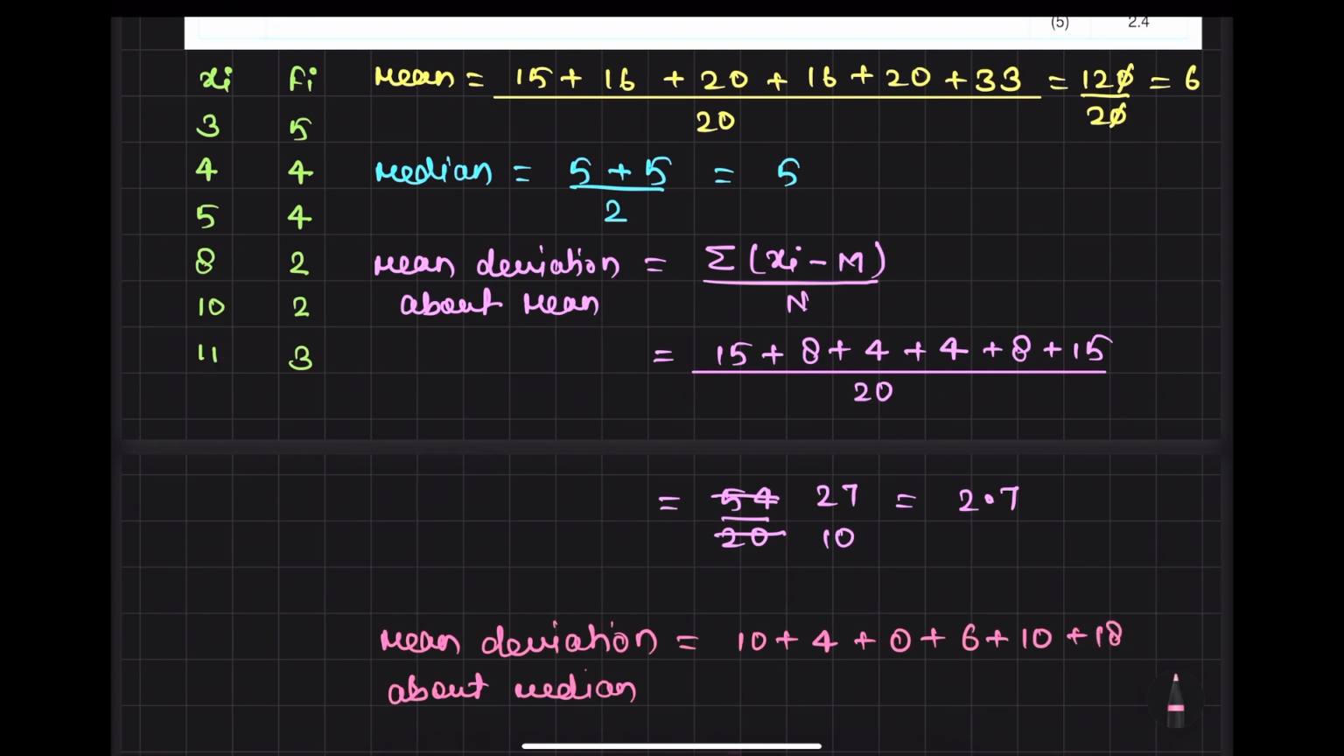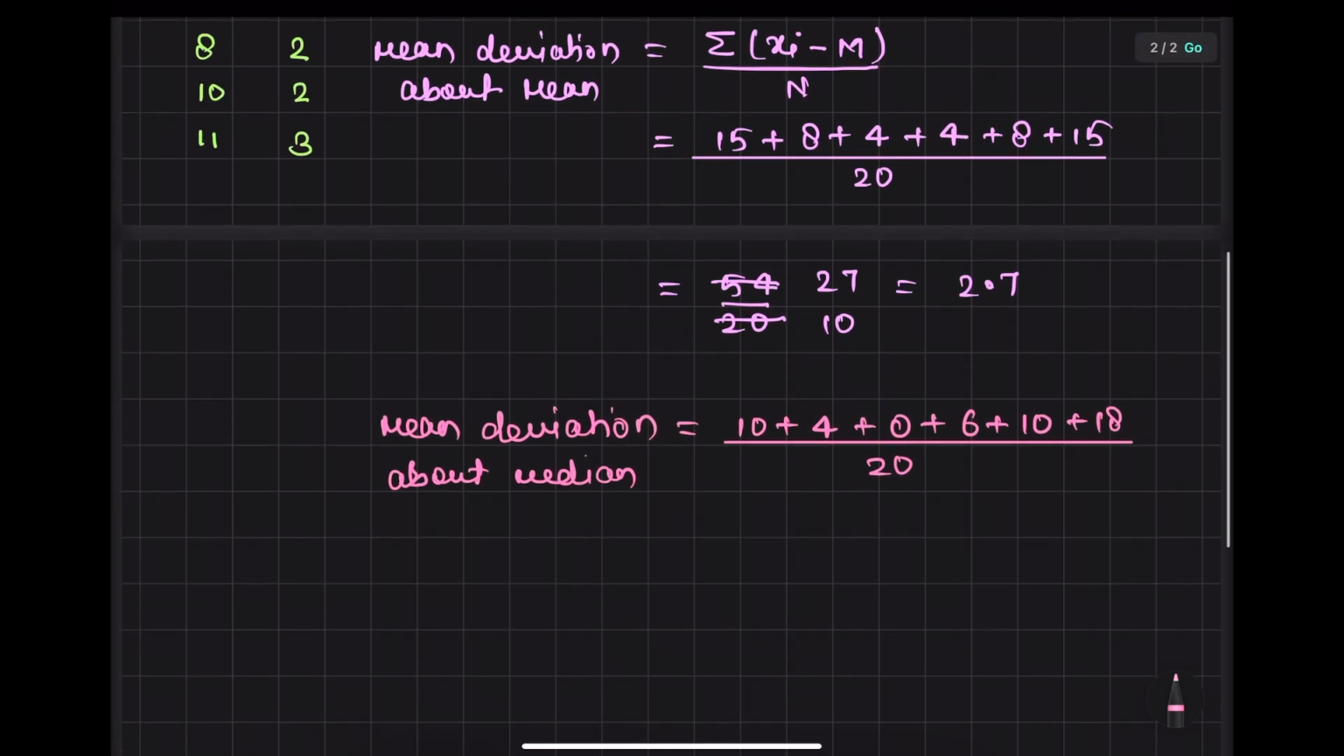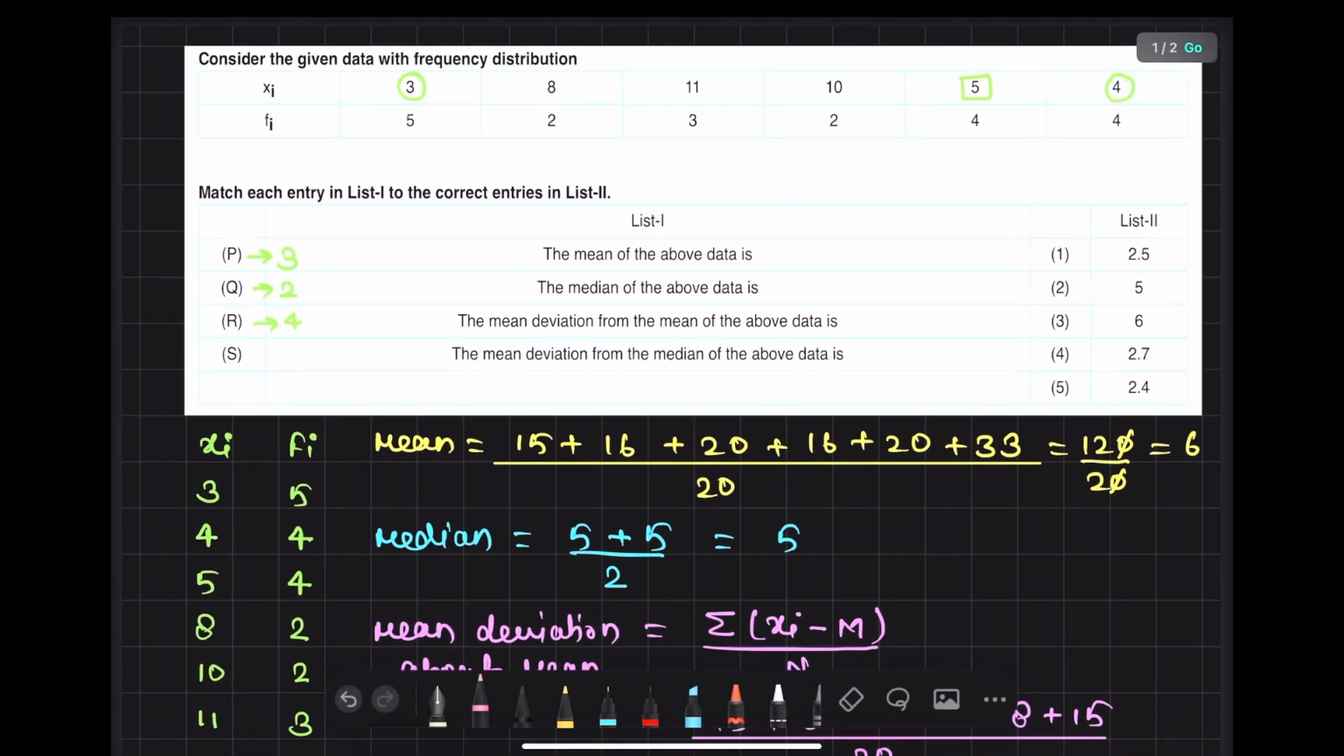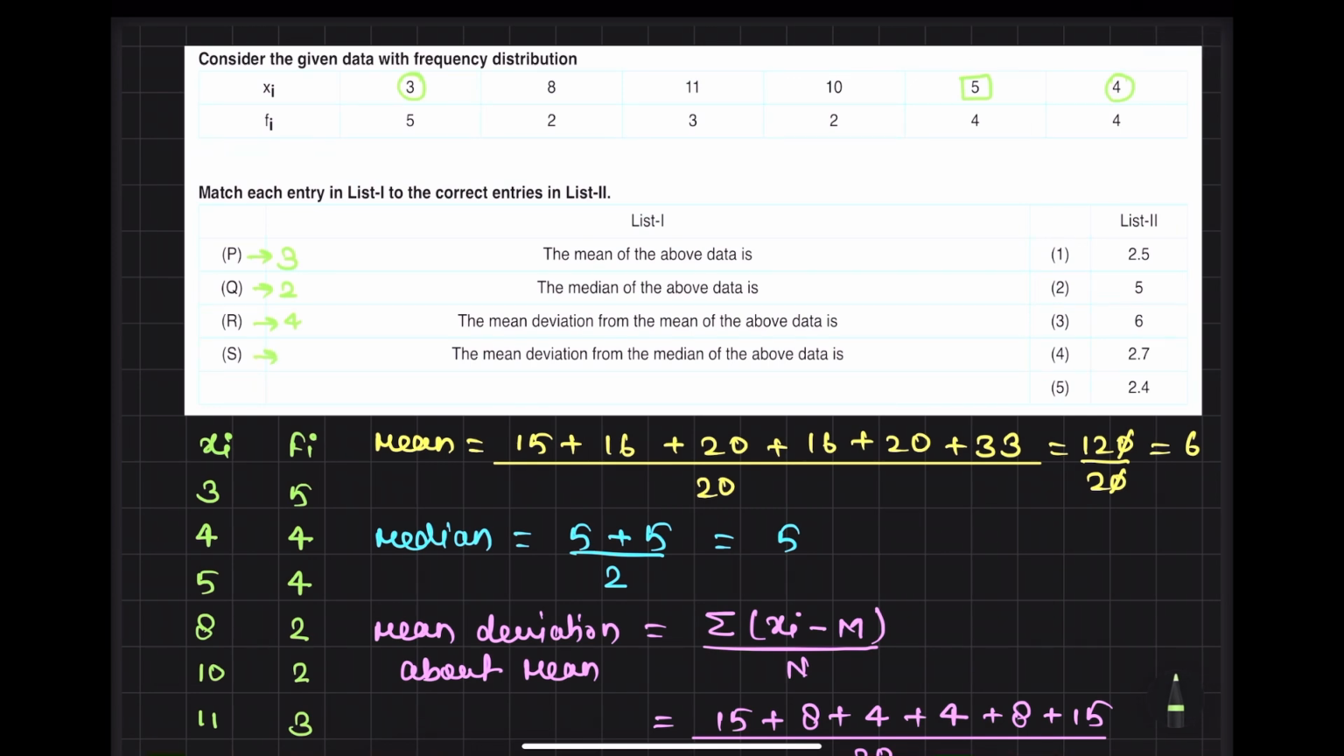So this is your sum divided by 20. Now simplify things. So this is 10, 10, 10. So it is 30, 48. So we got 48 by 20, means 24 by 10, means 2.4. Okay. So 2.4 is option 5. So we will connect S with 5.